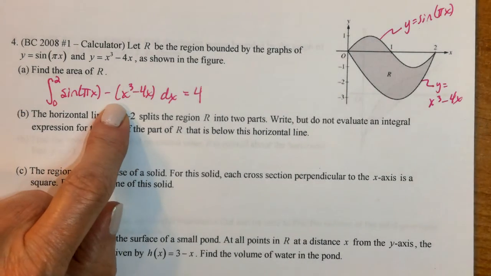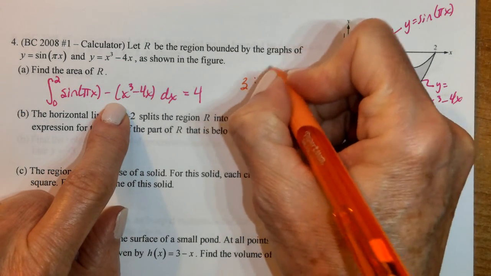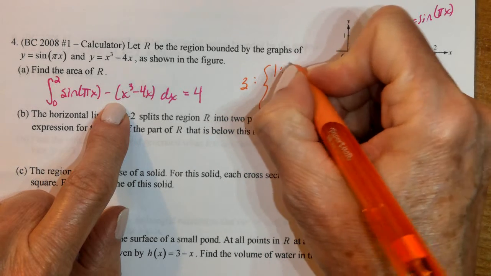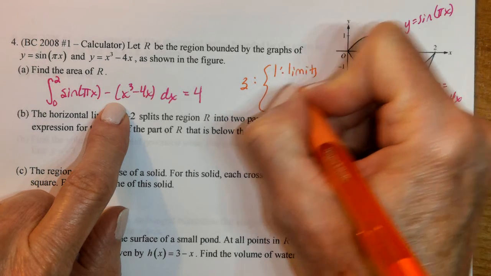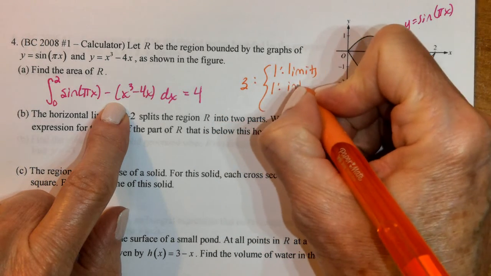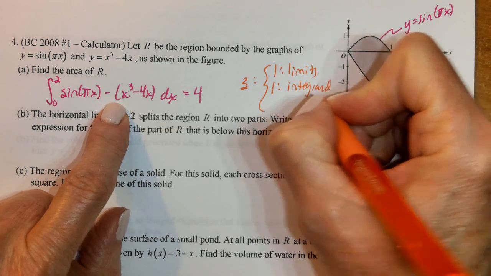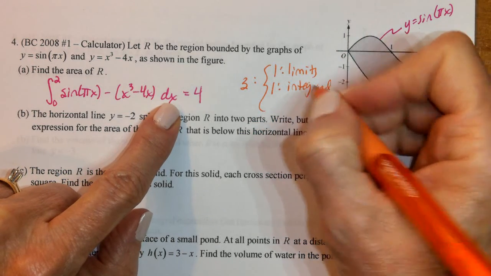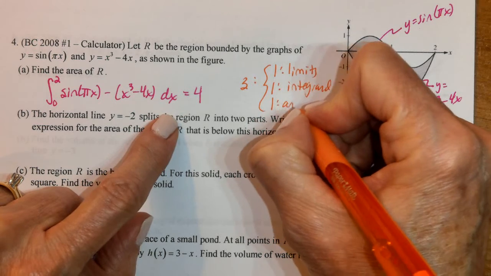Okay, that part, you guys, was worth 3 points. 1 point for the limits of integration, 1 point for the integrand. That includes the dx. Make sure you have your dx. And then 1 point for the answer.